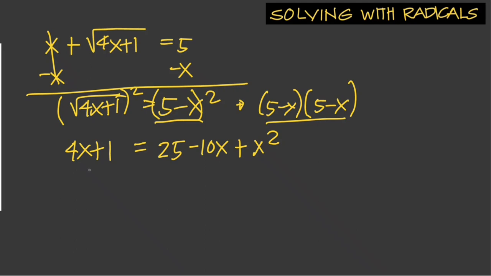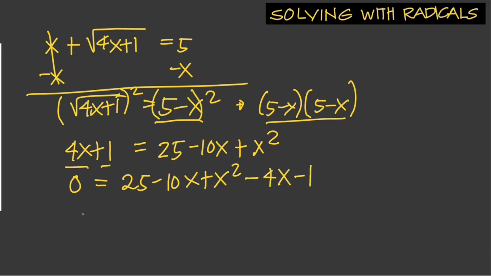Okay, so we move everything to the left or to the right. We can move 4x plus 1 to the left and then equate this to 0. So this would become 25 minus 10x plus x squared. Since 4x here is positive, it will become negative 4x minus 1.